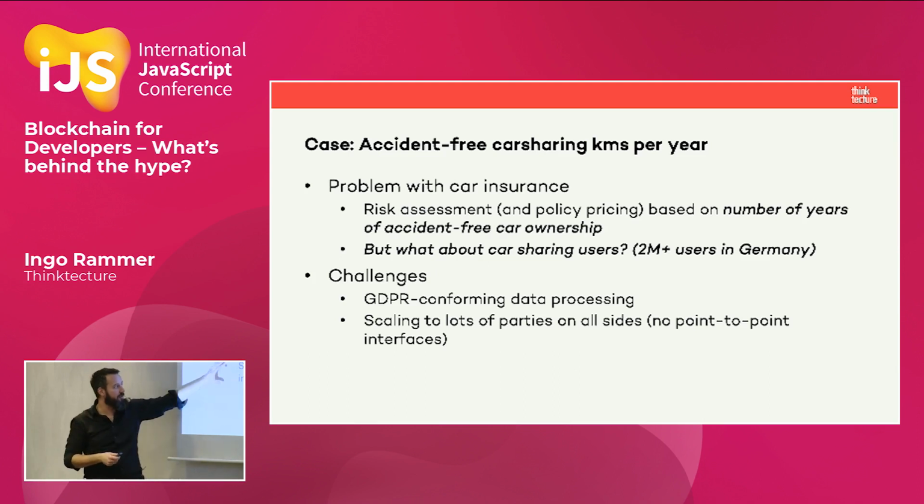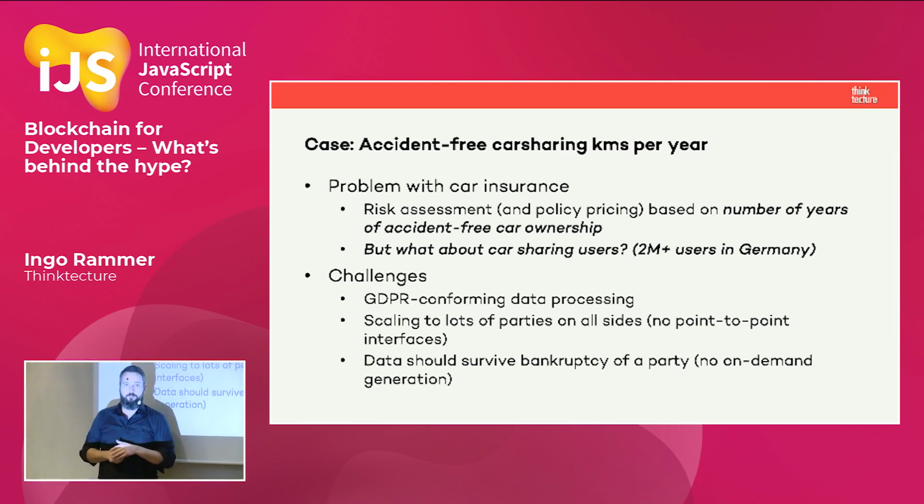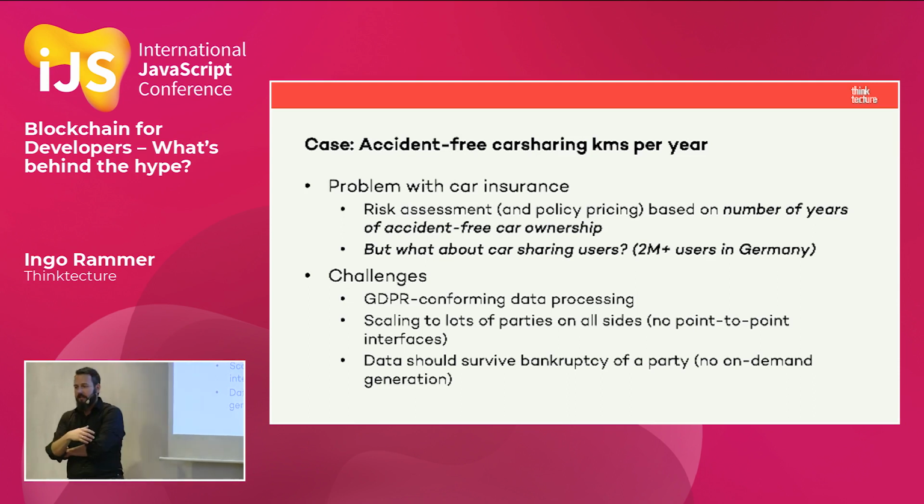As you know, in Europe, we have very strict laws. And it should scale. So we don't want to develop point-to-point interfaces from one insurance to one car sharing provider. And the data should, and now that's an interesting thing, the data should survive bankruptcy of a party, or the fact that a party wants to leave the network and says, I don't offer this information anymore. Why? Because we are now starting to accumulate information for 15 years. The car sharing provider which I use today might not exist in 15 years. But I need the information in 15 years.